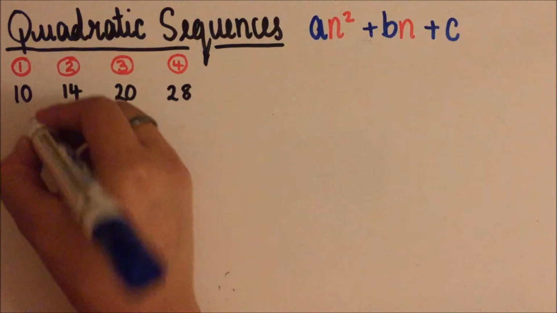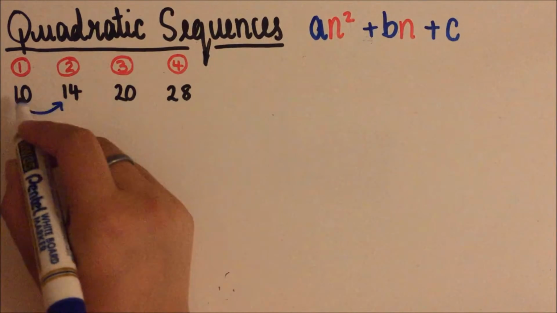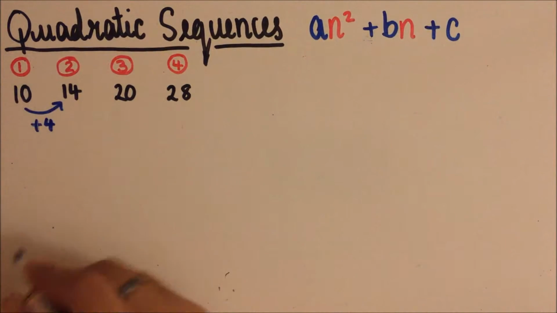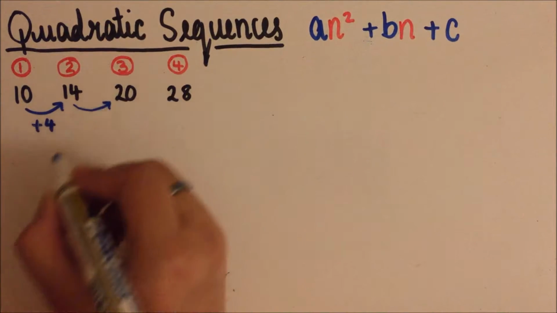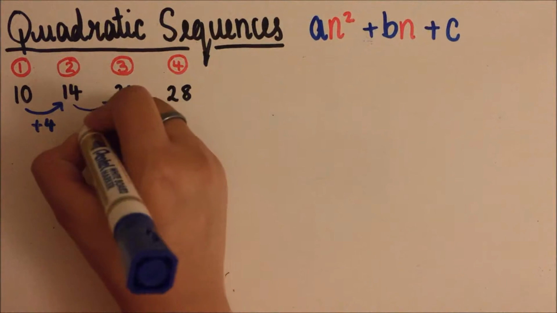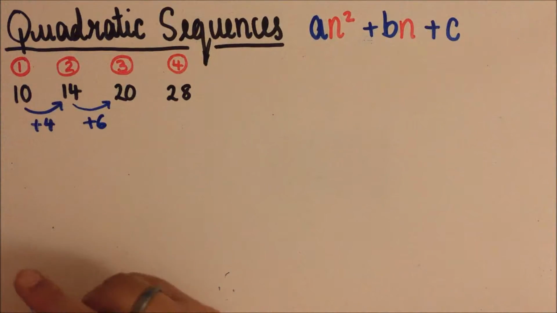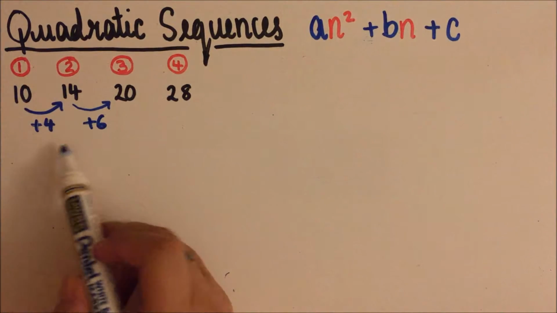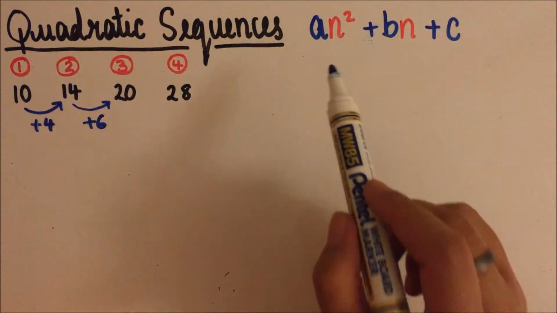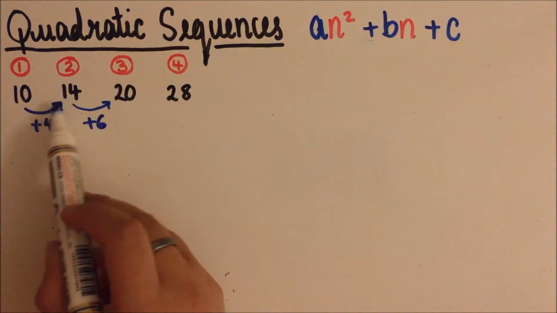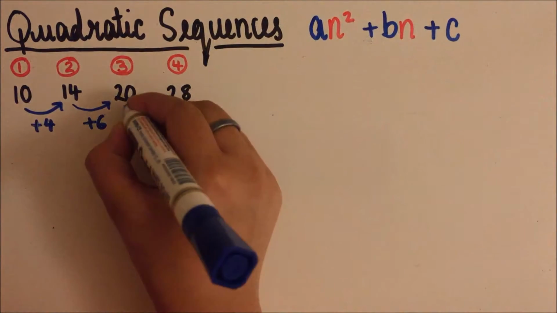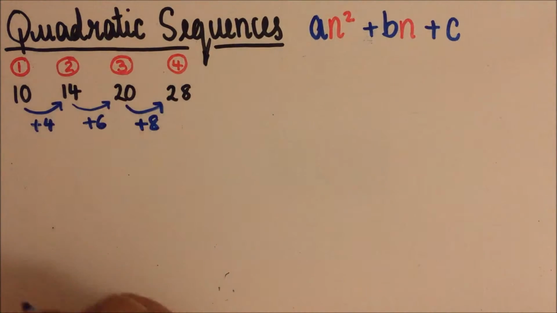The second step is to find the difference between each term. To go from 10 to 14, you have to add 4. But to go from 14 to 20, you can see you can't just add 4 and get to 20. You have to add 6. And you can already see that it's not going to be as easy to find the expression for the nth term, because the difference is not constant. Here you're adding 4, then you're adding 6, and then you have to add 8, okay?